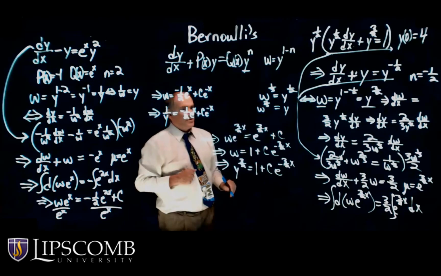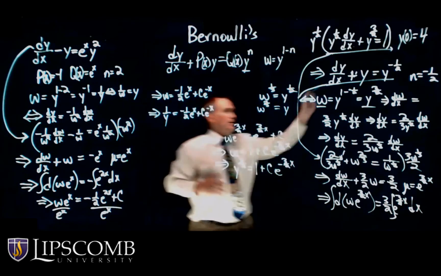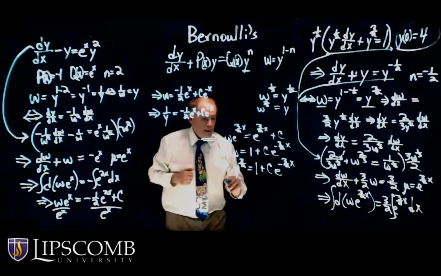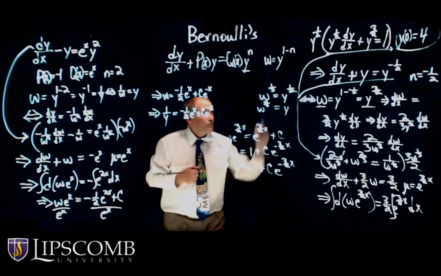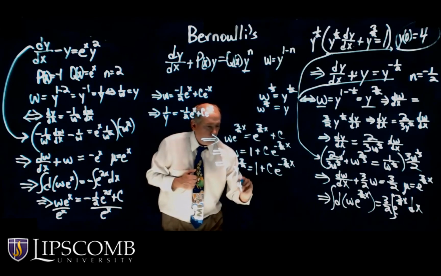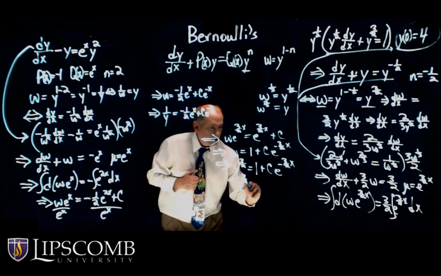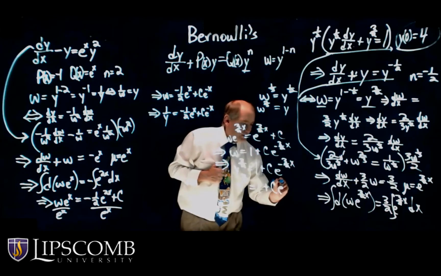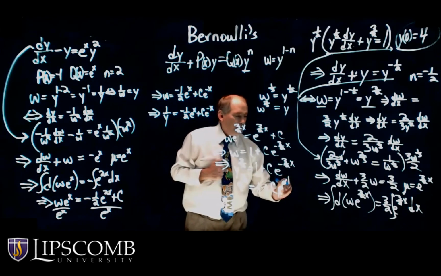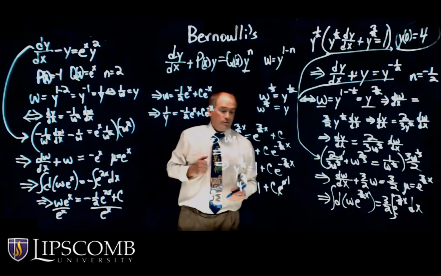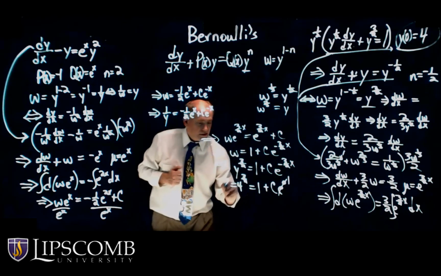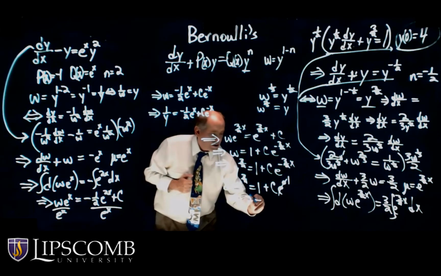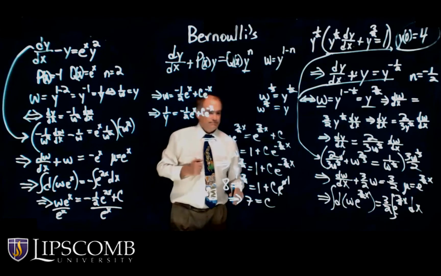But the one thing I haven't done yet is I have not taken care of my initial condition. y of 0 equals 4. So let's plug that in. So y is 4, so that'd be 4 to the 3/2 equals 1 plus c times, x is 0, e to the 0, so that's just 1. Well, the square root of 4 is 2, 2 cubed is 8. 8 minus 1 is 7, so 7 equals c.